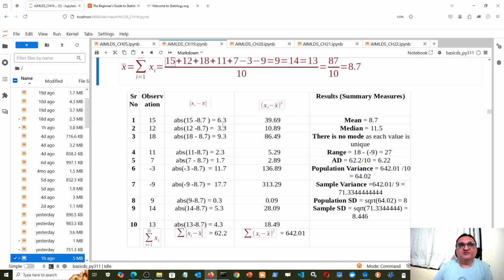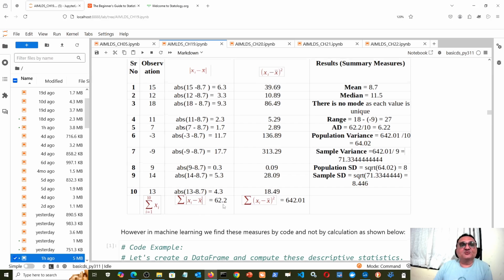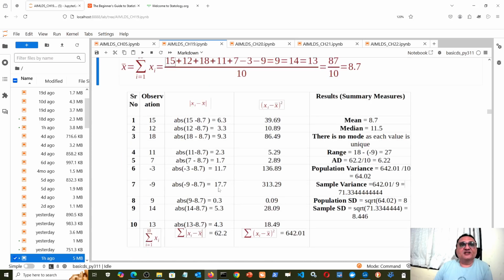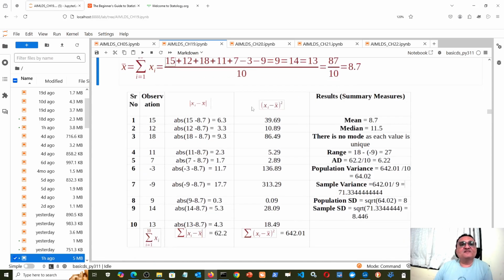So the absolute value of 15 minus 8.7 is 6.3, 12 minus 8.7 is 3.3, 18 minus 8.7 is 9.3, and so on. Then I find the sum of all these and divide it by the number of observations. If I find the sum, it is 62.2, and divided by the number of observations that would be 6.22. That is called the mean absolute deviation, MAD.